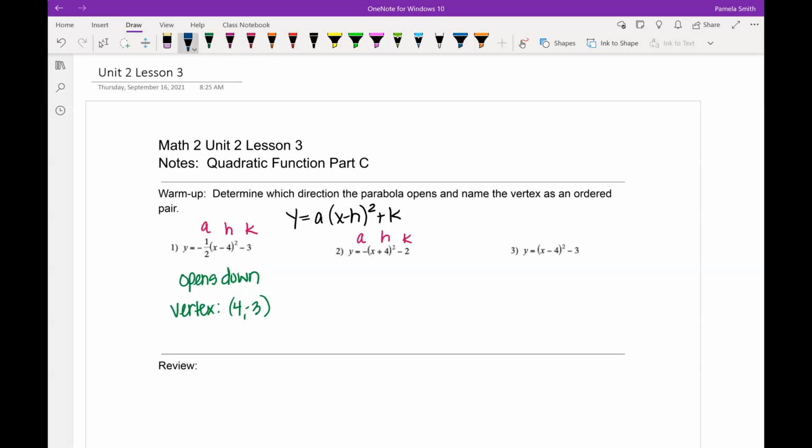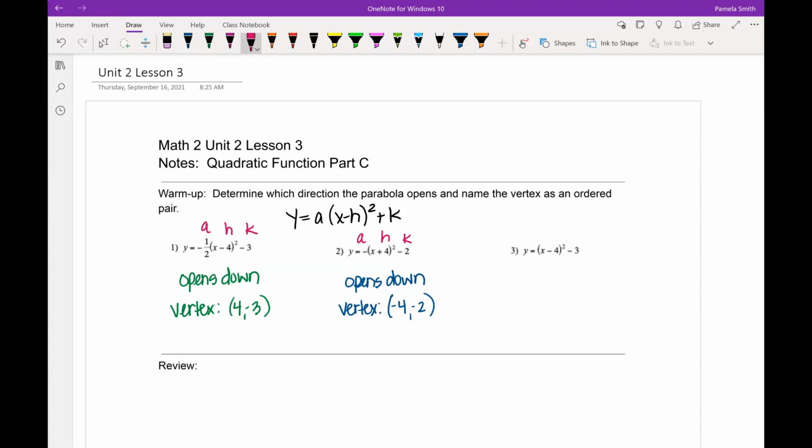Which direction does this one open? Down. Even though it's just the minus sign, remember that's like a negative 1. So that's still opens down. And what is my vertex? Negative 4, negative 2. That plus 4 is going to be the one thing that trips us up, remembering to take the opposite of what we see there with that H.